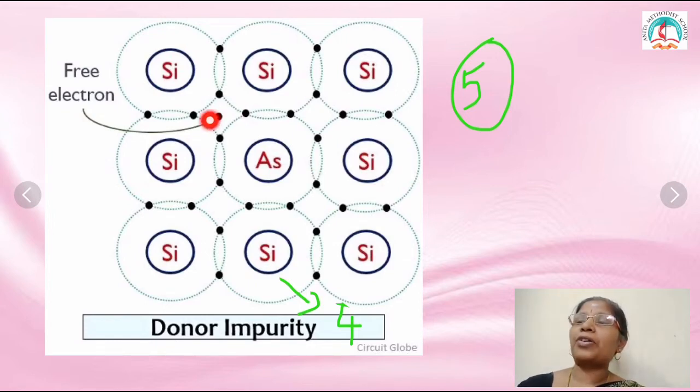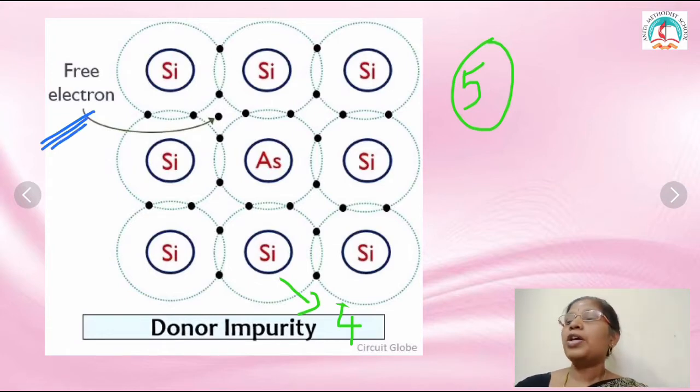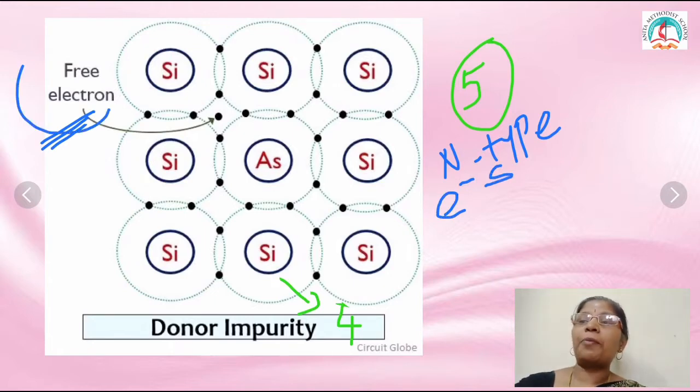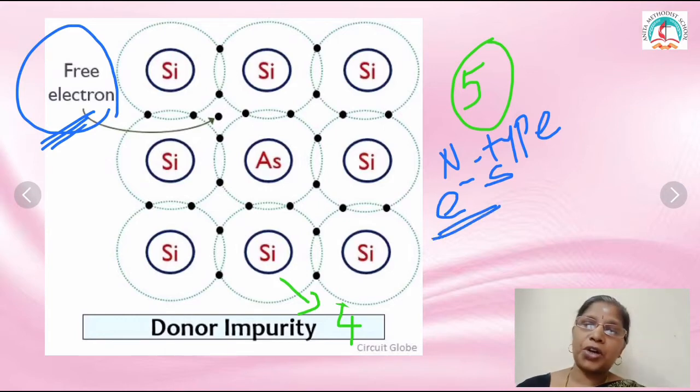One arsenic electron is a free electron. This free electron moves out easily, because it is loosely bound to the nucleus. So you can easily remove the electron. So as more arsenic atoms are added, you will get more free electrons. Okay. So in the n-type semiconductor, which are the majority charge carriers? Electrons. Because here a larger number of free electrons are present. So electrons are the majority charge carriers and the minority ones are holes.